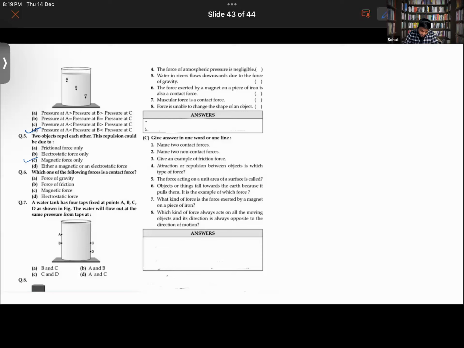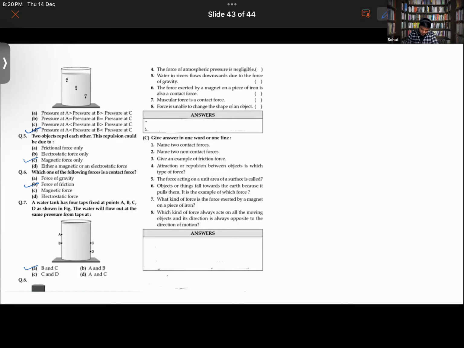Question number 6. Which one of the following forces is a contact force? Force of friction. It's a contact force. Good. Question number 7. A, B and C. Okay, B and C. Good. Next question is question number 8.